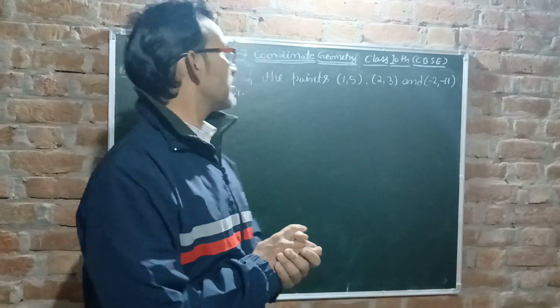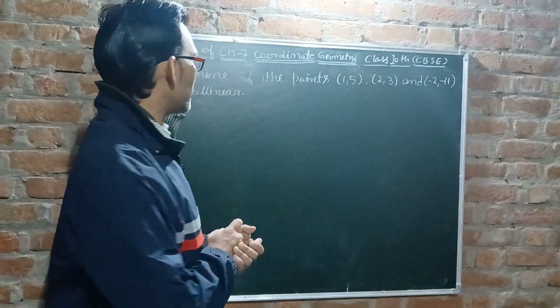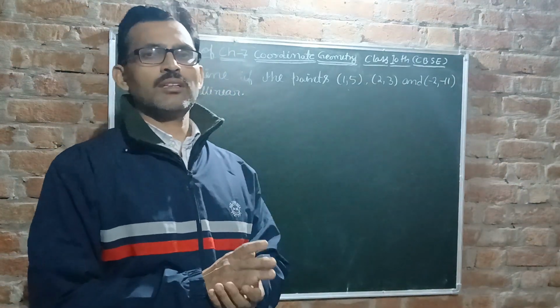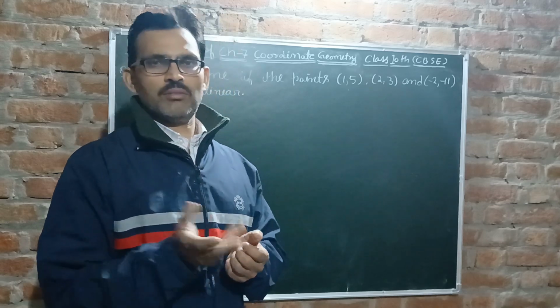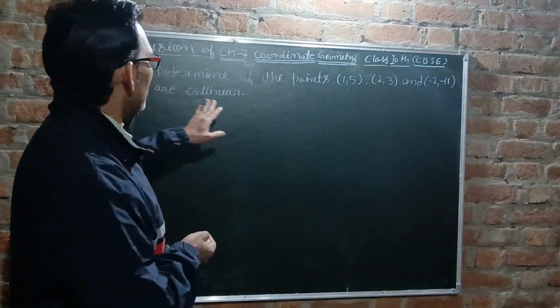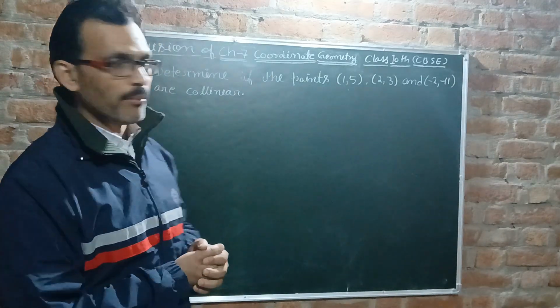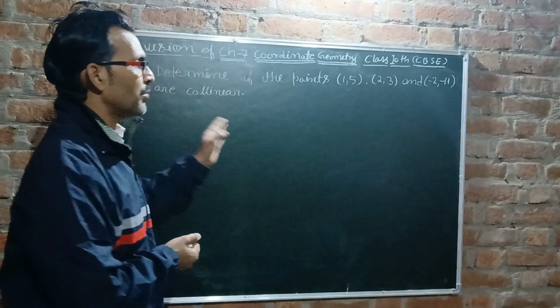In coordinate geometry, in the last video I told you about the distance between 2 points, that is AB or PQ. The points may be any letters of the English alphabet. So determine if the points 1 comma 5, 2 comma 3 and minus 2 comma minus 11 are collinear.